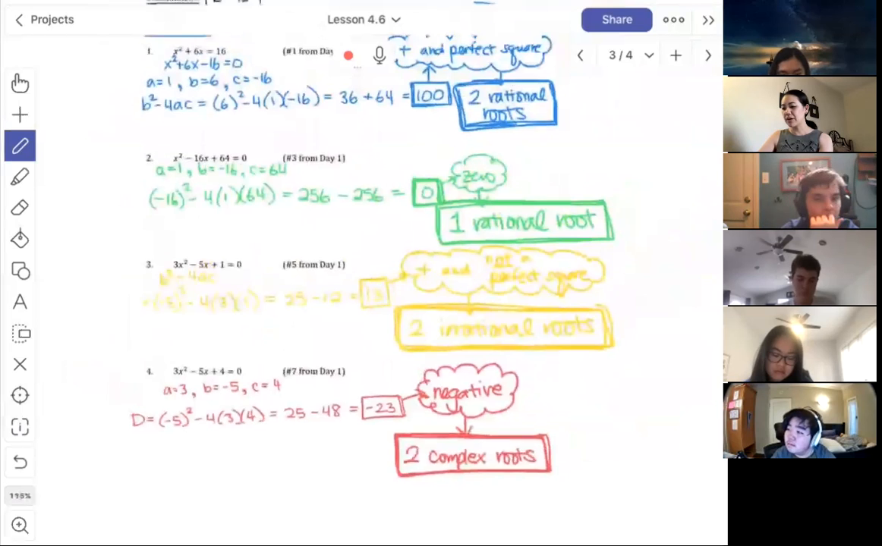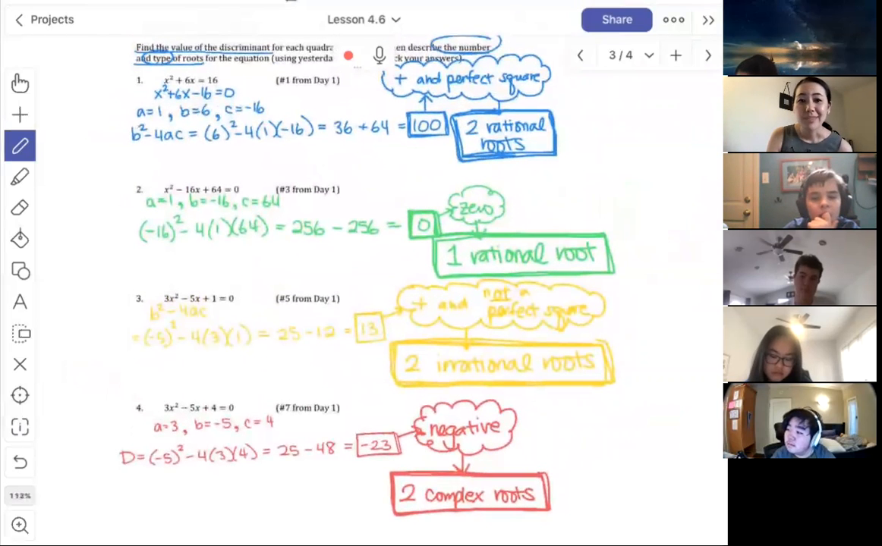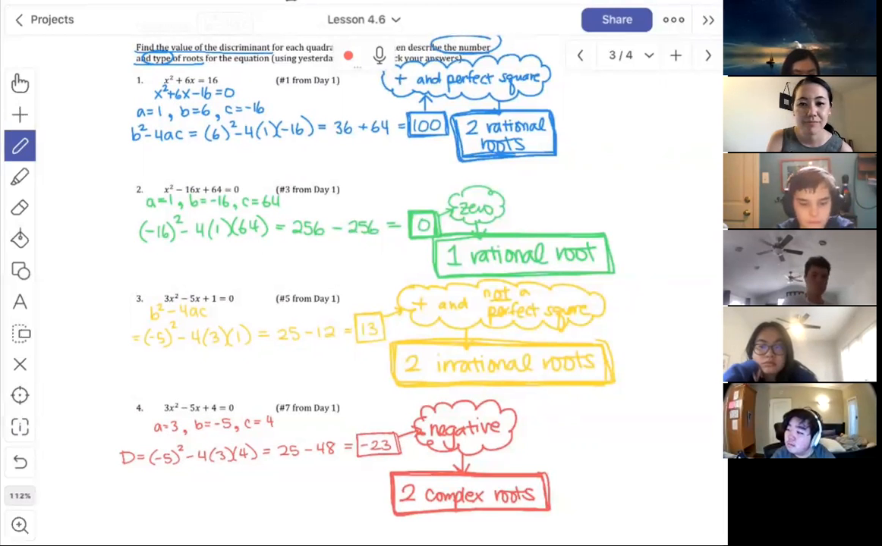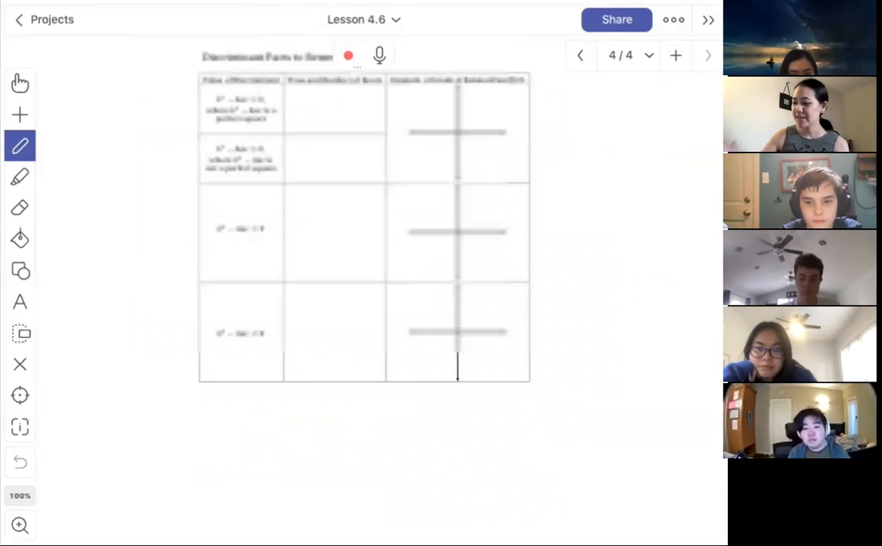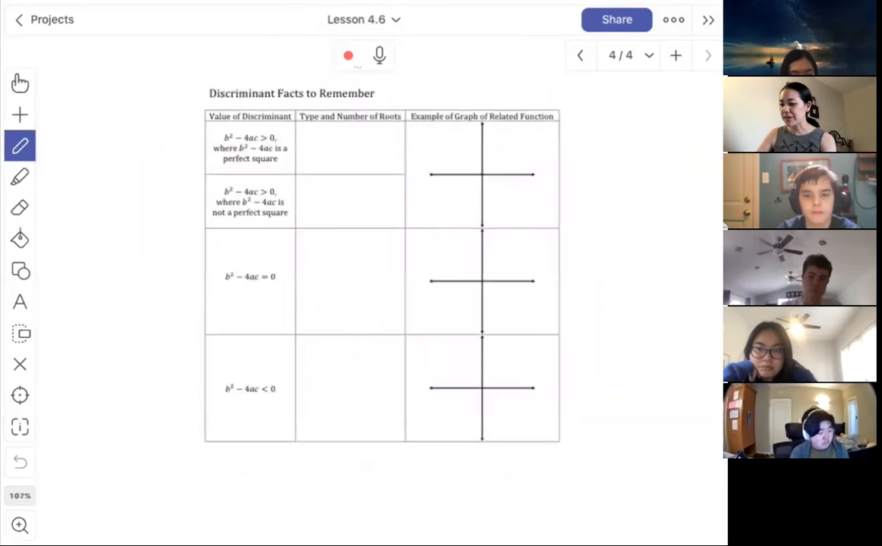So these 4 are the 4 situations you can have. There's nothing outside of these 4 situations. Any questions on these? Okay, flip to the back and let me generalize and organize this even more for you.